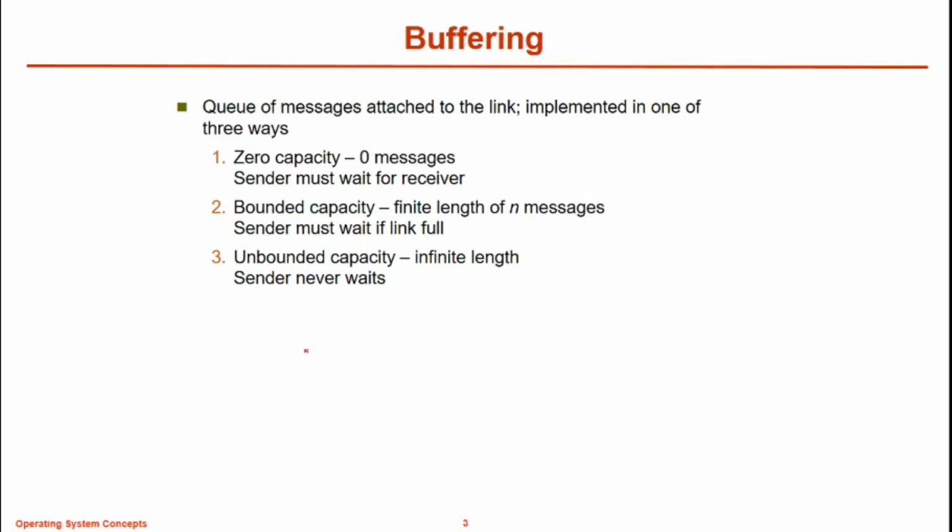Buffering: a queue of messages attached to the link, implemented in one of three ways. One is zero capacity, then bounded capacity, that is finite length, and unbounded capacity, infinite length. Zero capacity: zero messages, the sender must wait for the receiver. Bounded: the sender must wait if the link is full. Unbounded: the sender never waits. So this is the buffering, a queue of messages attached to the link, implemented in one of three ways. By this we have completed chapter 3.